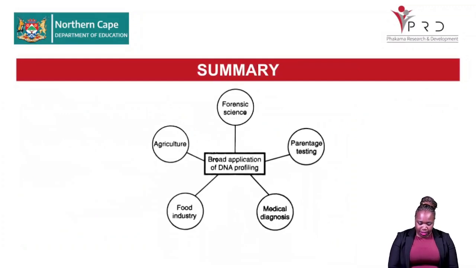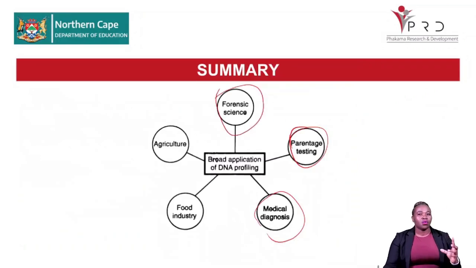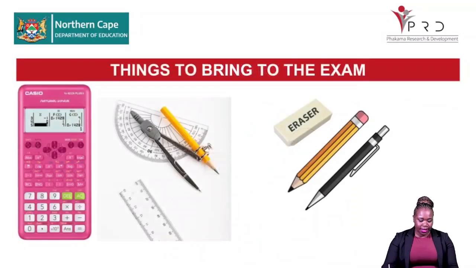And then with DNA profiling, the uses here are parentage or paternity testing, the medical diagnosis of disorders, or finding cures for these disorders. It can also be used in the food industry as well as in agriculture. And lastly, forensic science, whereby it can be used to help solve these criminal cases.